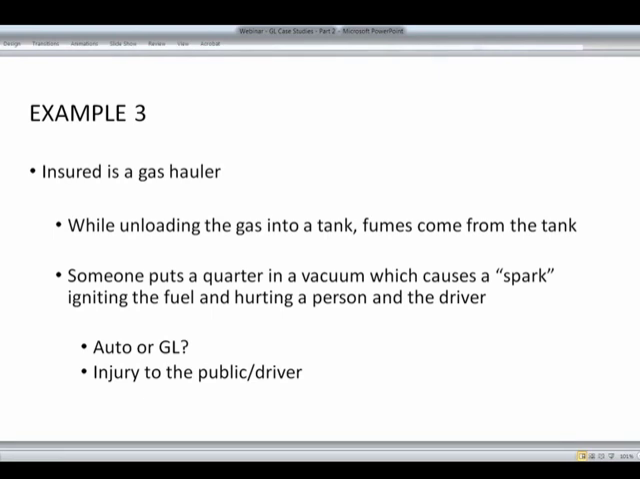Is this an auto claim, the damage done to the public and the driver, or is it a GL claim? And how do we pay for the injuries to the public and potentially the injuries to the driver? Think about it. Just make a check mark. We'll come back and address it later.